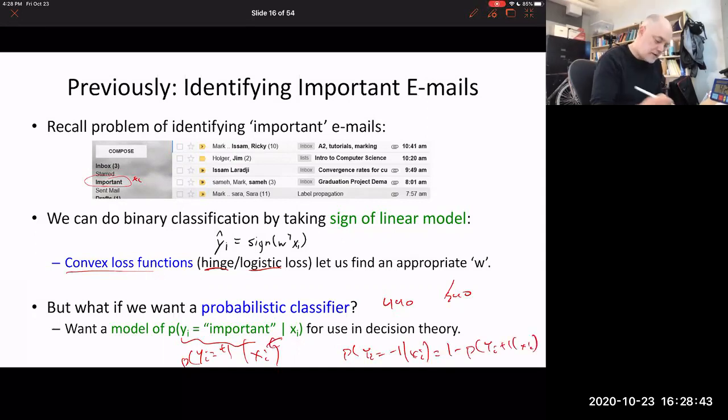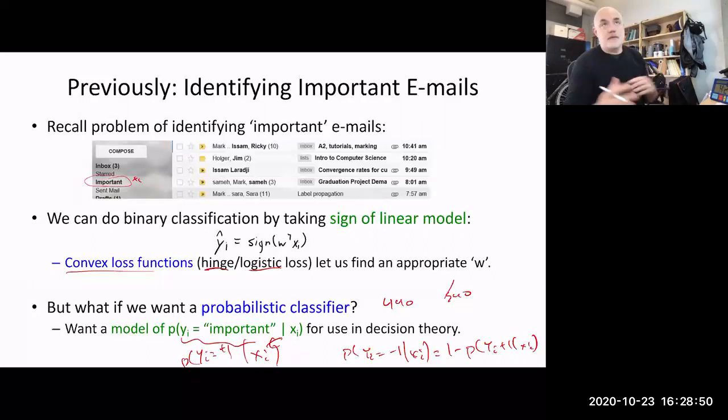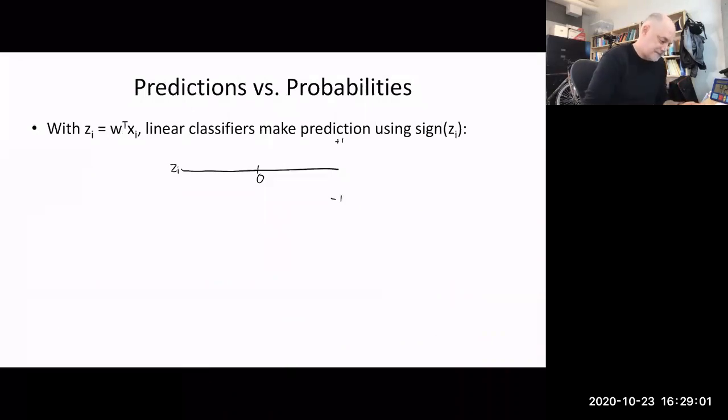What if we want this for use in the decision theory kinds of situations that we talked about before, where we want to decide whether to label something as important or not, and have a cost associated with making a mistake.